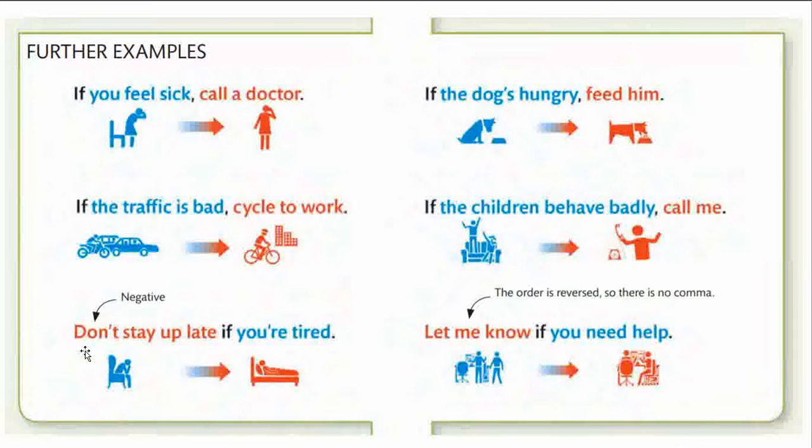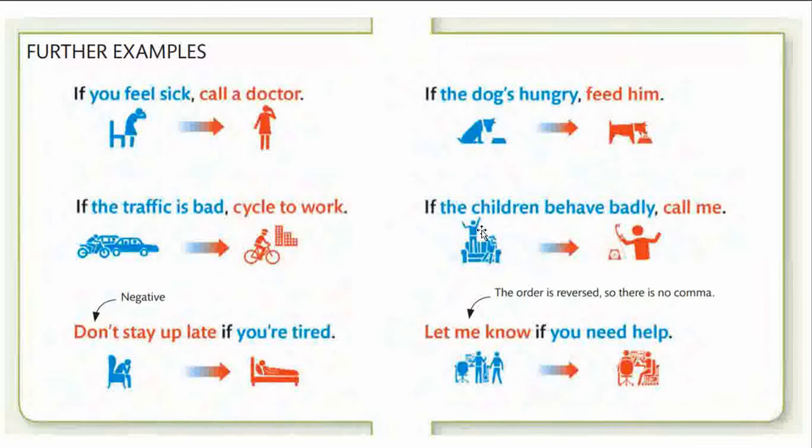Now, this is a negative construction. Don't stay up late if you are tired. Over here, don't stay up late is the negative imperative and the condition is set on if you are tired. So if you are tired, do not stay up late. That is applied based on the condition. The next sentence that we have is: if the dog's hungry. This is a contraction of if the dog is hungry. If the dog is hungry, feed him. Now, feed him is the imperative and is based on the condition if the dog is hungry.